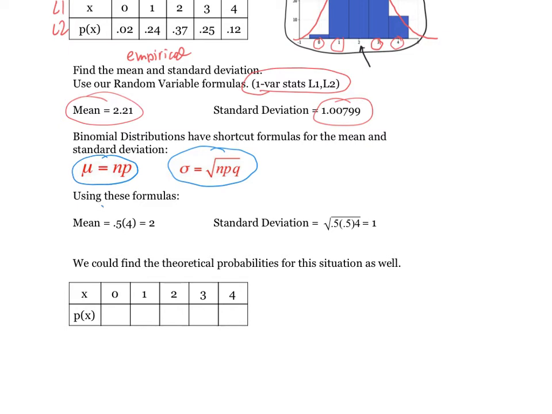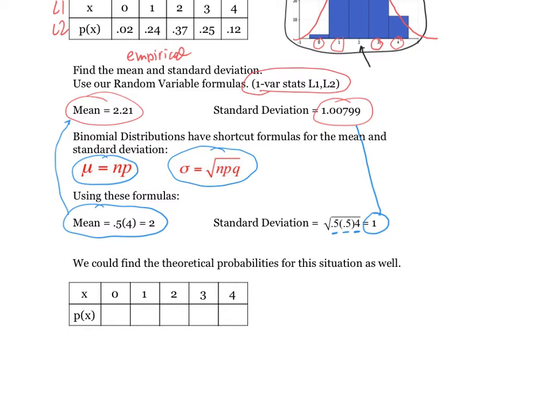N again is the trials, p is the chance of success, and q is the chance of failure. So using the formulas, the mean, my expected value, would be 0.5, the chance of getting a boy, times 4, which is my family of 4, gets me 2. So notice, very similar to our experimental results. And then for the standard deviation, I do n, 4 trials, probability of success and probability of failure is 0.5 and 0.5. And then I take the square root of that product, and I end up with 1, which is, again, very close to what I got in my experiment. I was actually closer on the standard deviation in our experimental data than I was with the mean. Okay?